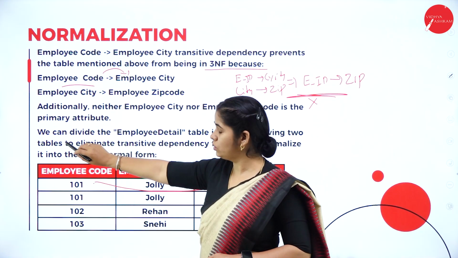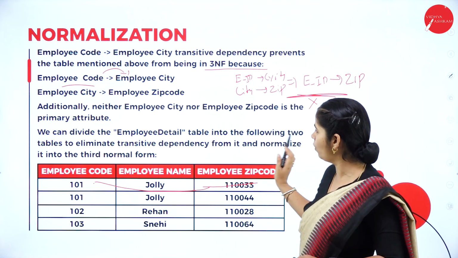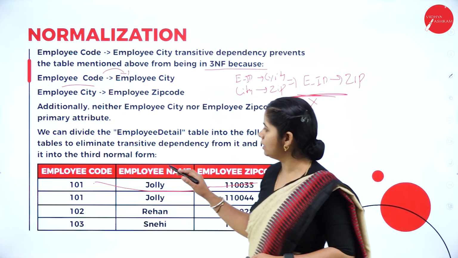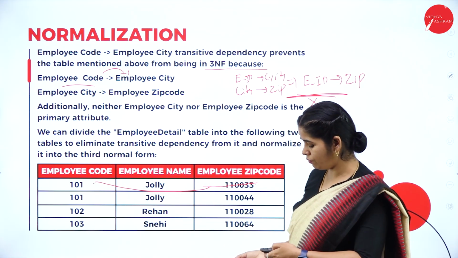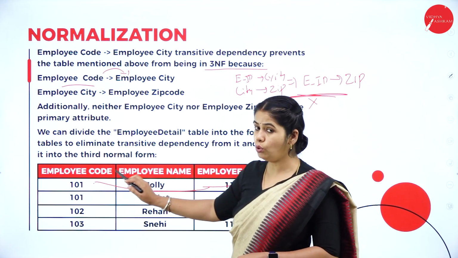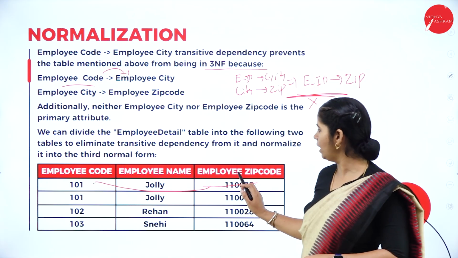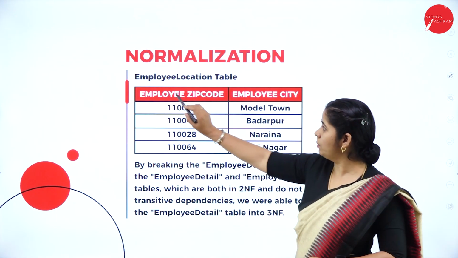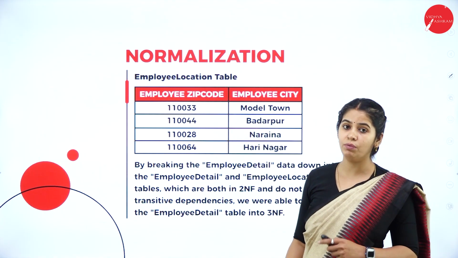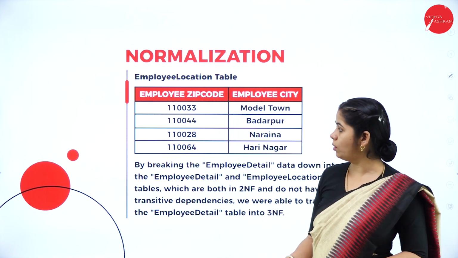So to make the table 3NF, we can divide the employee detail table into the following two tables by eliminating the transitive dependency from it and normalizing it into the third normal form. Previously we had 4 attributes. Here we are dividing that into different tables. In the first table, we have employee code, employee name, and employee zip code. In the second table, employee location, we have employee zip code and employee city. We are decomposing the complete table to make it third normal form.